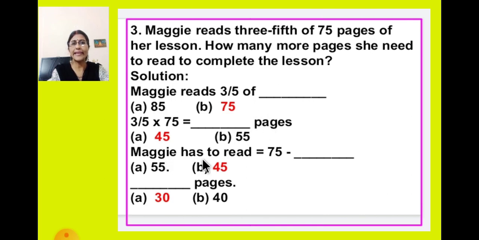Then next step, Maggie has to read 75 minus, because the total number of pages is 75. She has completed reading 45 pages. So how many more pages does she have to read? It will be 75 minus this 45. This option you will select. So 75 minus 45 will be 30 pages. So you will write down the final answer, 30 pages. That means she needs to read 30 more pages to complete the whole lesson.